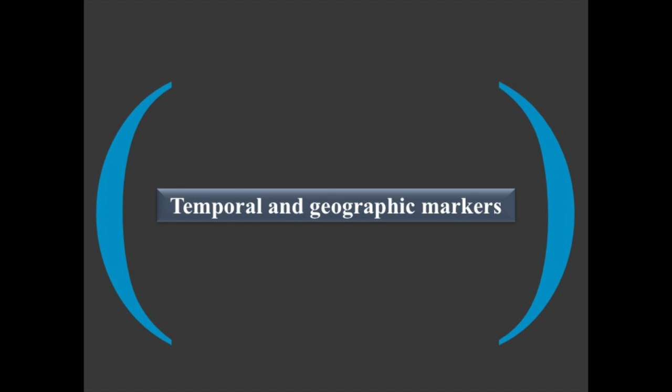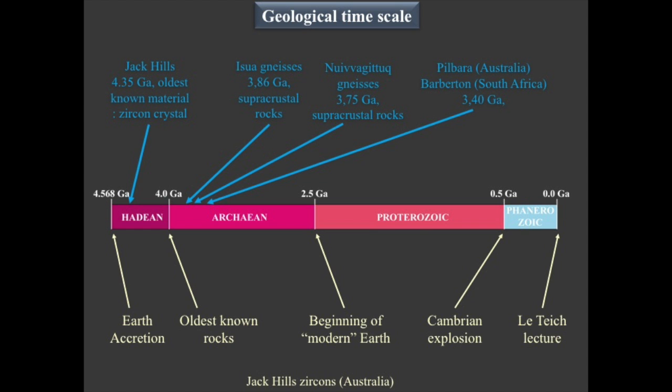Before starting, I would like to put some temporal and geographic markers, some milestones. And of course the first one is the words that I will use, and we can divide the geological time in several periods that are Hadean, Archean, Proterozoic, and here we do not see it, but Phanerozoic time. So, of course, the beginning is Earth's accretion. 4 billion years is the age of the oldest known rocks. The end of Archean, 2.5, is the beginning of what I would say modern Earth. So the Earth began to work.